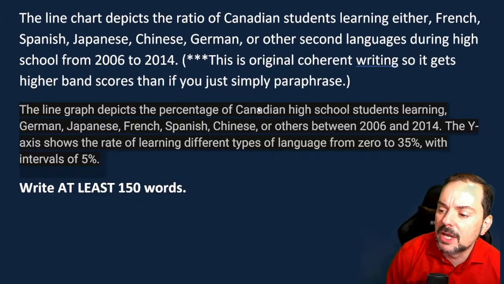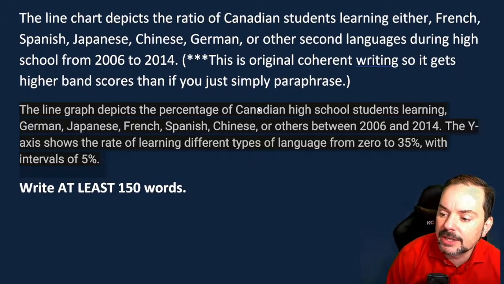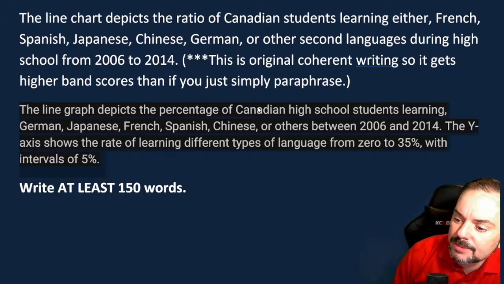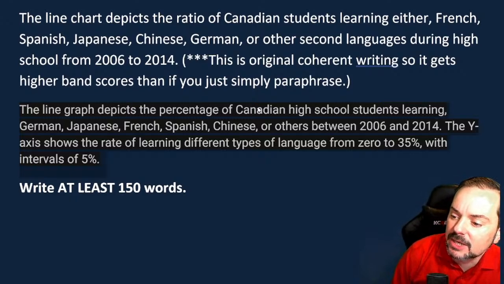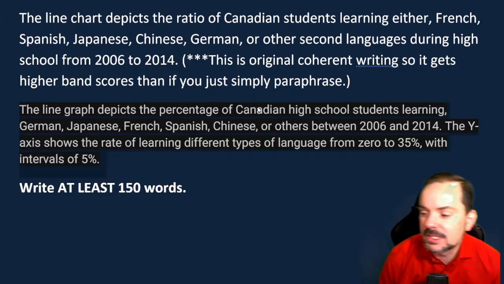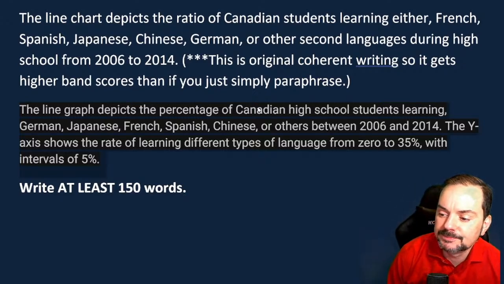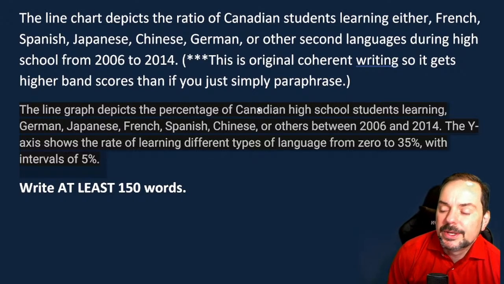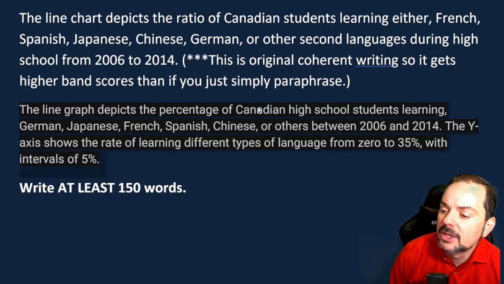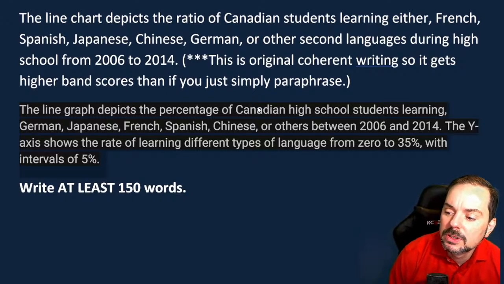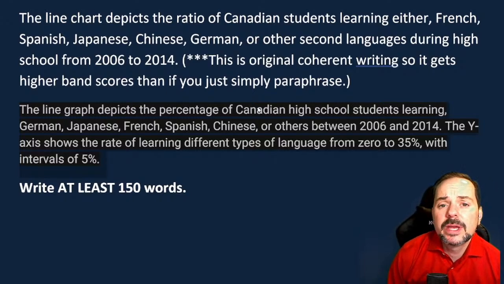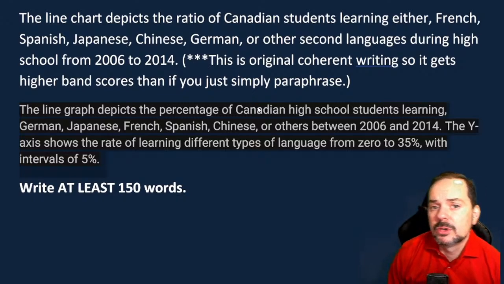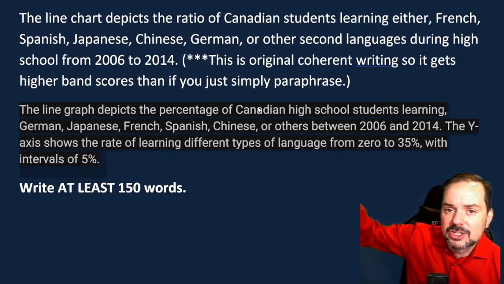Okay. Arda writes, the line graph illustrates the ratio of high school students in Canada learning French, Spanish, Japanese, Chinese, German, and other as a second language between the years 2006 to 2014. Saeed says, the provided line graph, you don't need to say provided, Saeed, it's just weird, okay? So just write the line graph. Illustrates the ratio of high school Canadian students. The natural way, everyone, is Canadian high school students. You always go nation and then the rest of your adjectives and noun, okay?